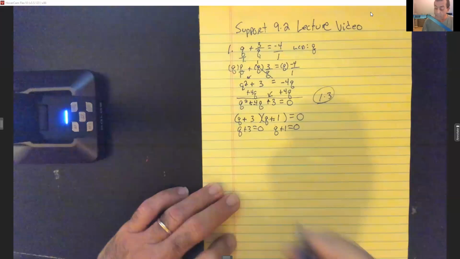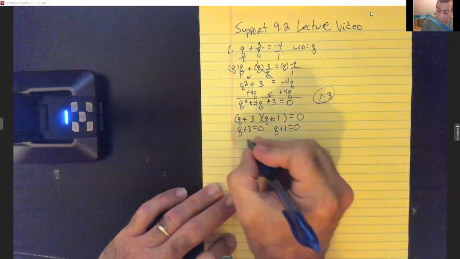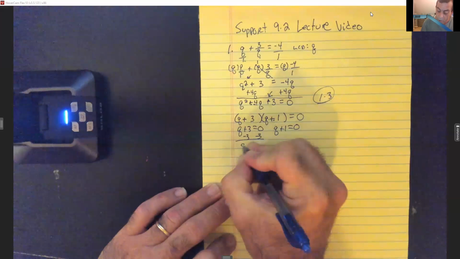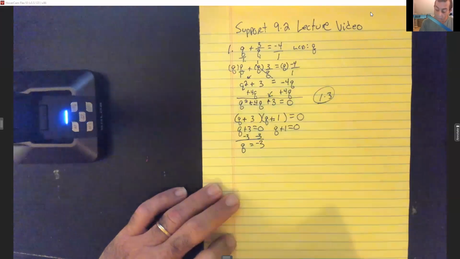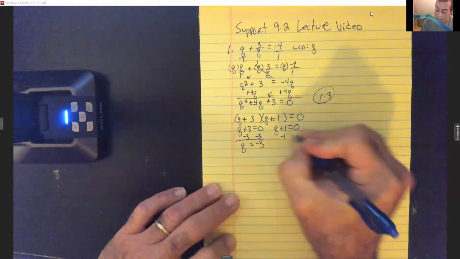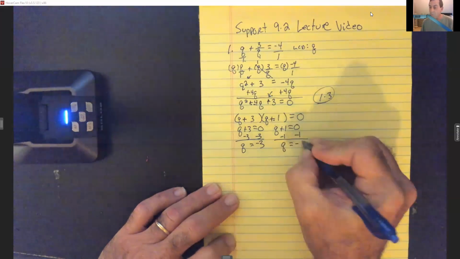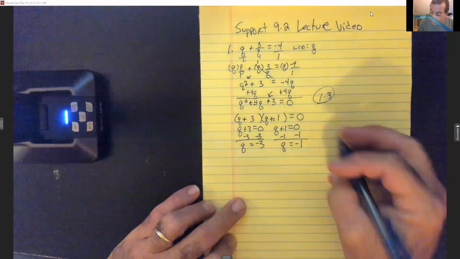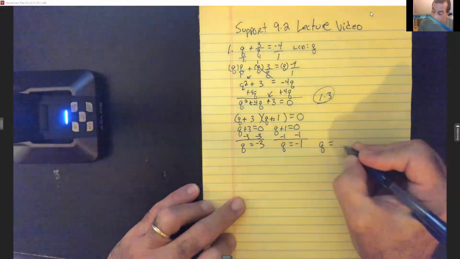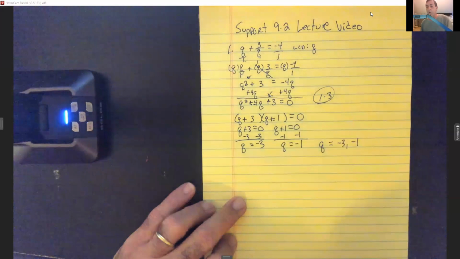And you're going to solve these by subtracting 3 on the first equation. So I get Q equals -3. And then subtract 1 on the second equation from each side and get Q equals -1. So in the math lab, we don't have Q equals. All you do is put -3, comma, -1.